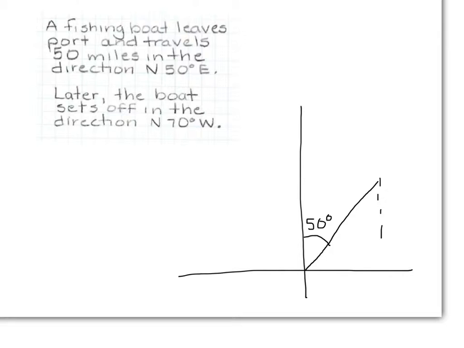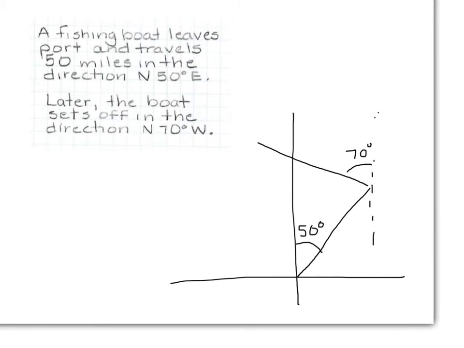Later, the boat travels off in the direction north 70 degrees west. So north 70 degrees west, or 70 degrees from this vertical line right here. And I'm going to label the first leg of the trip as 50 miles. And I happen to know the second leg of the trip is 95 miles.